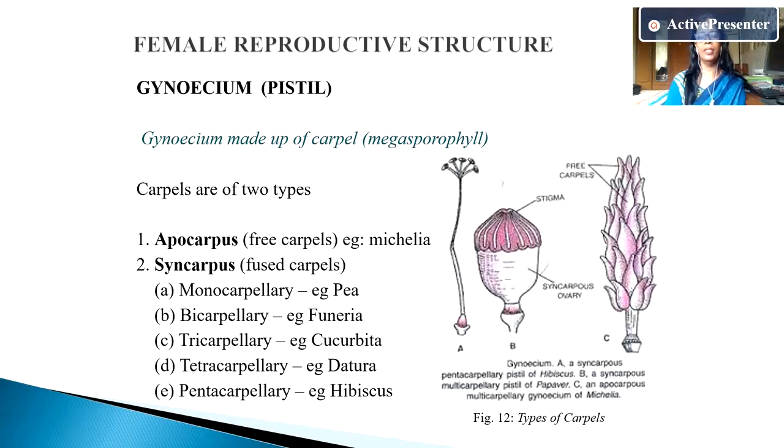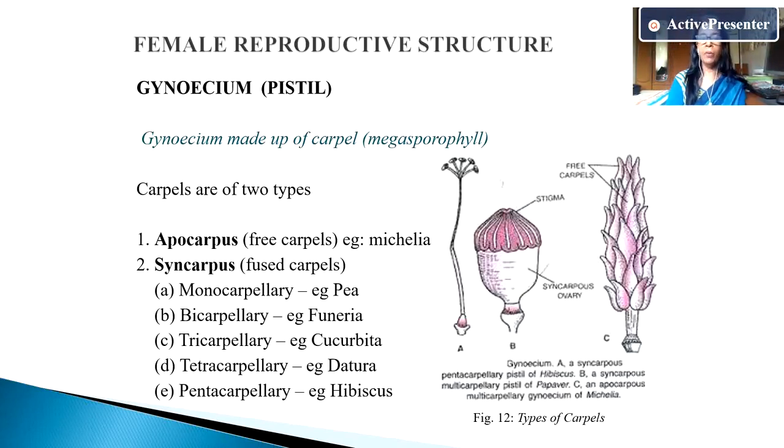Hi dear friends, now this is the third video, that is the female reproductive structure. The Maharashtra HSC board, biology subject, first chapter, reproduction in lower and higher plants. The third video, that is female reproductive structure. It is otherwise known as gynoecium or pistil.